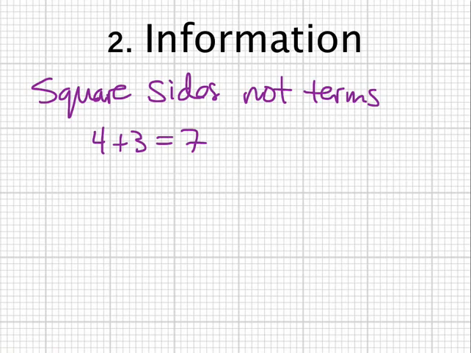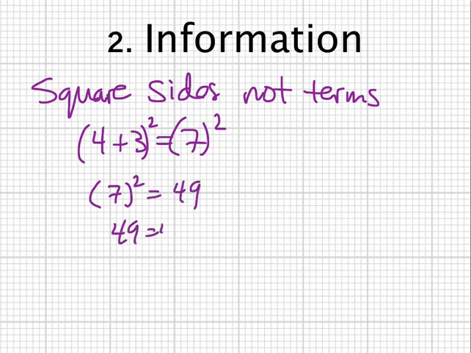We know this is true, right? This makes sense. 4 plus 3 is 7. So if I square both sides, it should still keep an equal answer. I should still get the same answer on both sides. So let's just look. If I did 4 plus 3, that's 7, equal to 49. Is 7 squared 49? Yes.